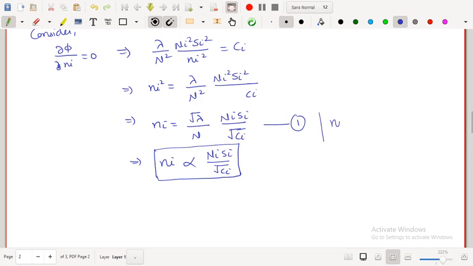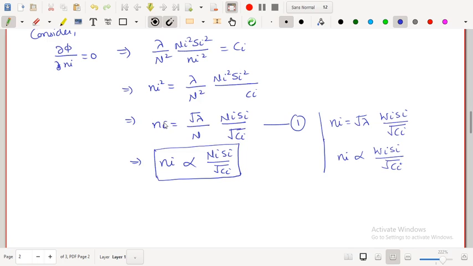So this will be like this: ni is equal to root lambda Wi Si upon root of Ci. In this case, root lambda is constant, so we can write ni is directly proportional to Wi Si upon root of Ci. Sometimes in a theorem it may be stated like this, prove that ni is directly proportional to Wi Si upon root of Ci. In that case we have to make corresponding changes here. So we have to find expressions for ni.